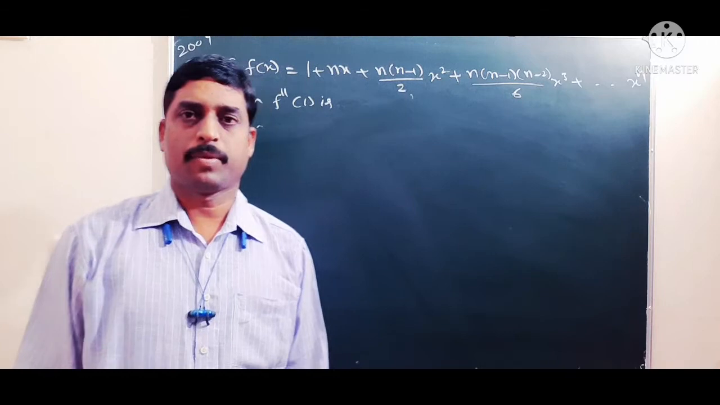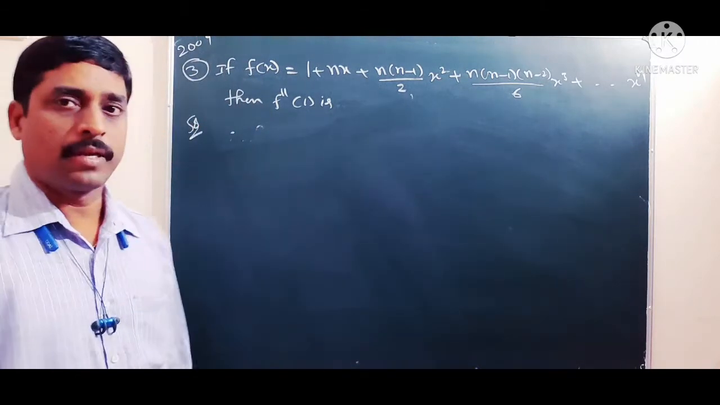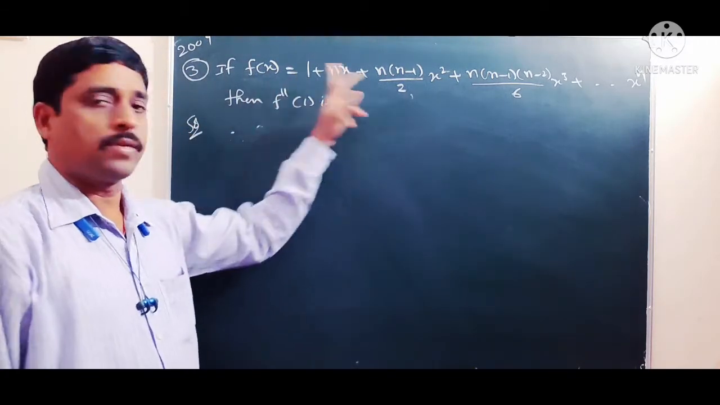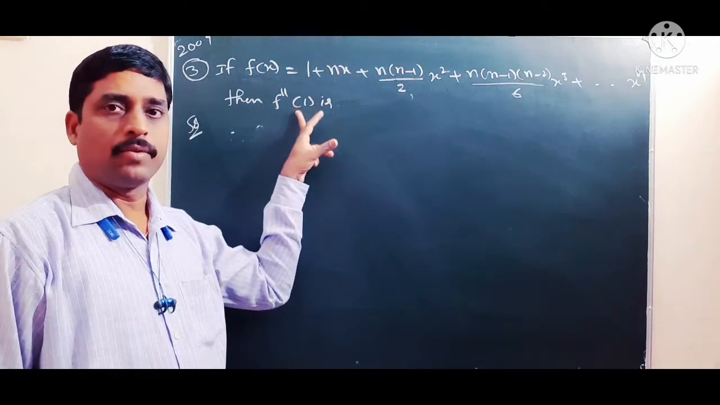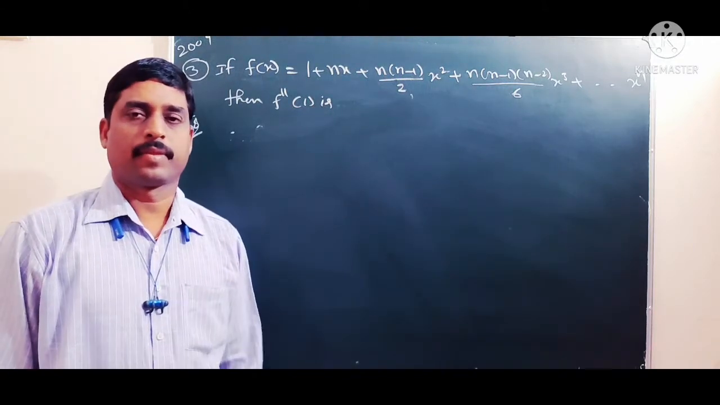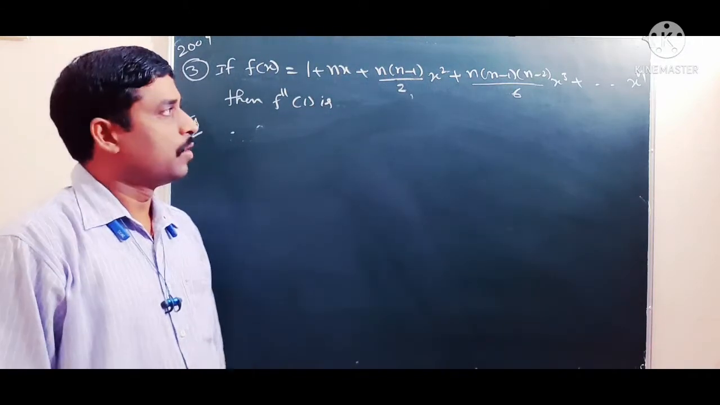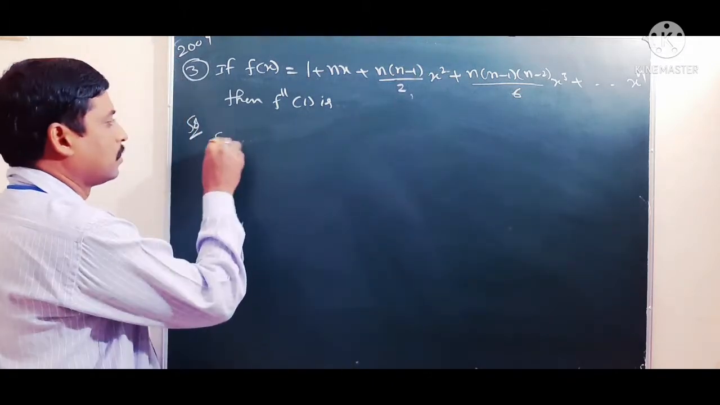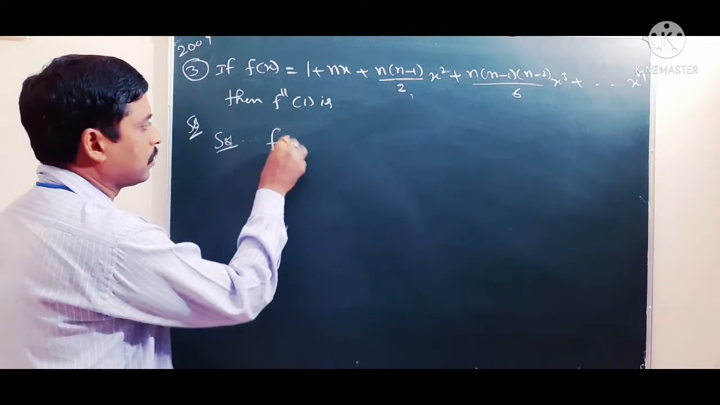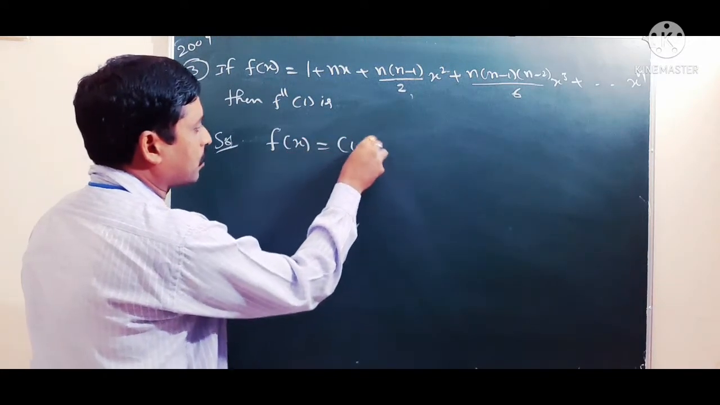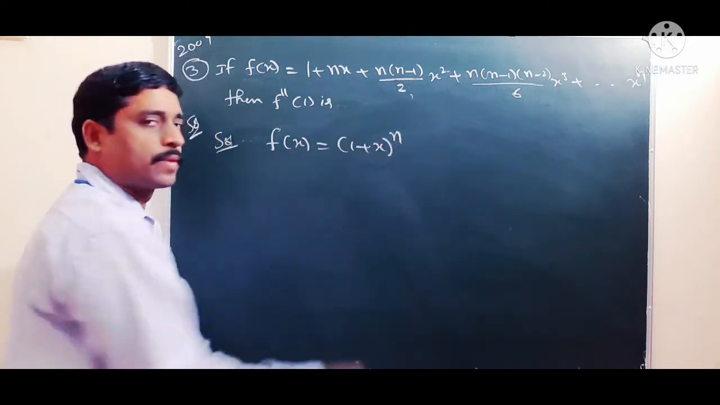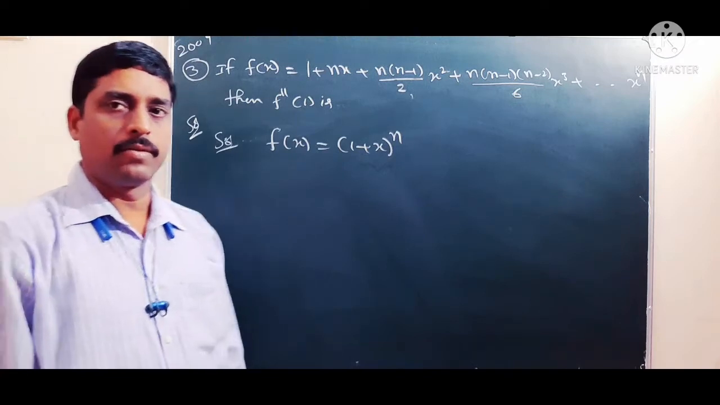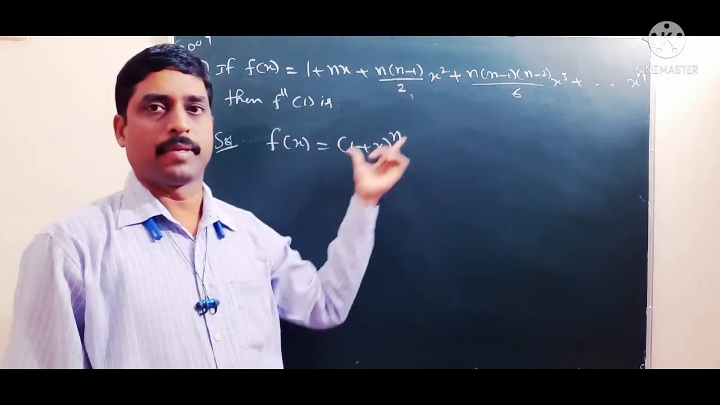Let us go to the next problem. This is from a 2009 question. f of x value is given, then we have to find f double dash 1. How can I solve this problem? Okay, this is the binomial expansion. So what is given as the f of x value? 1 plus x whole to the power n. This is the binomial expansion.